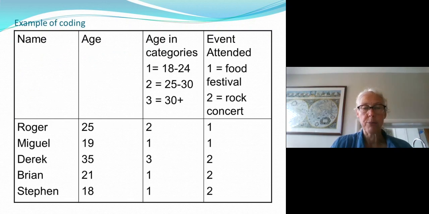So I've got an example here where I've done some coding. So I've got different respondents there. I've just used their names so I can pick them out for you. But you wouldn't normally collect their name.